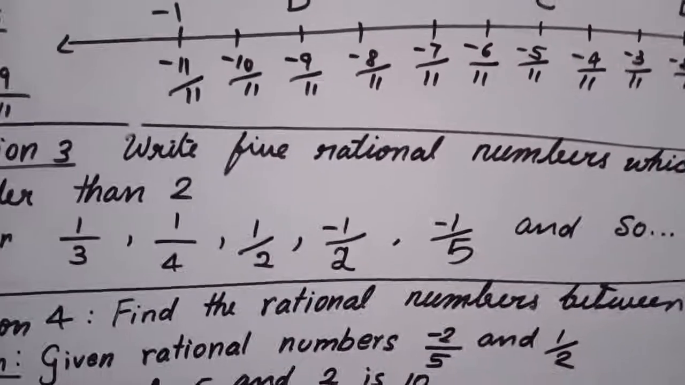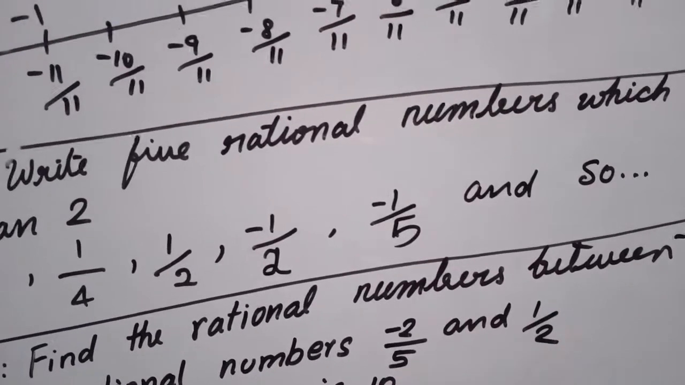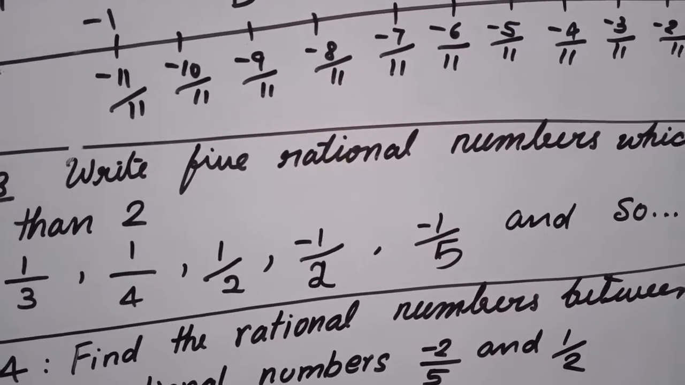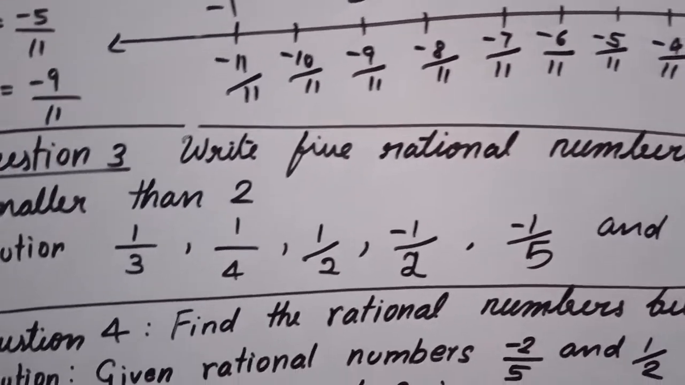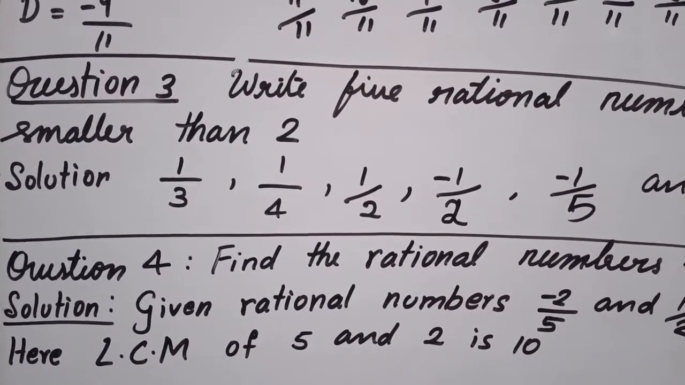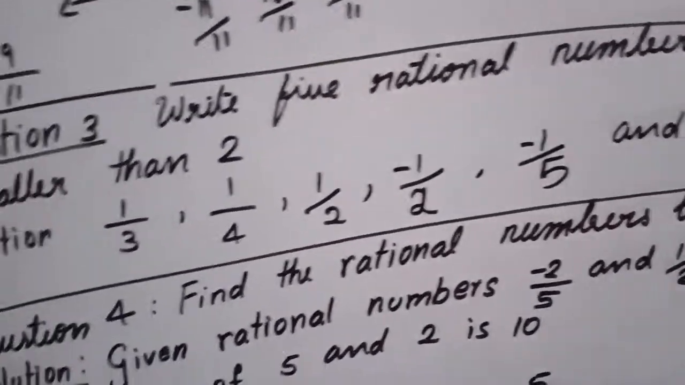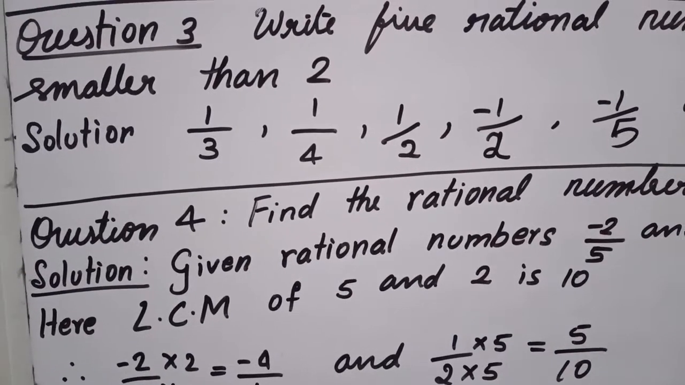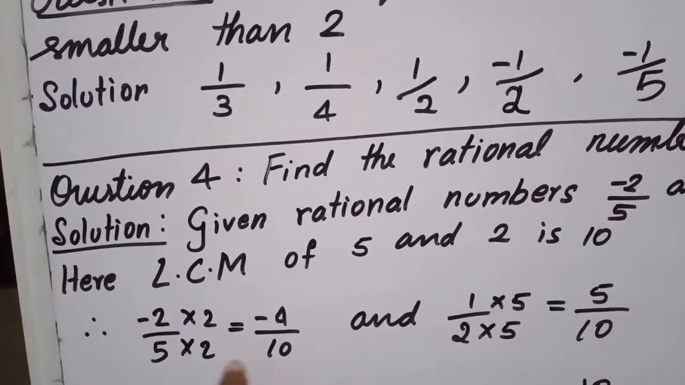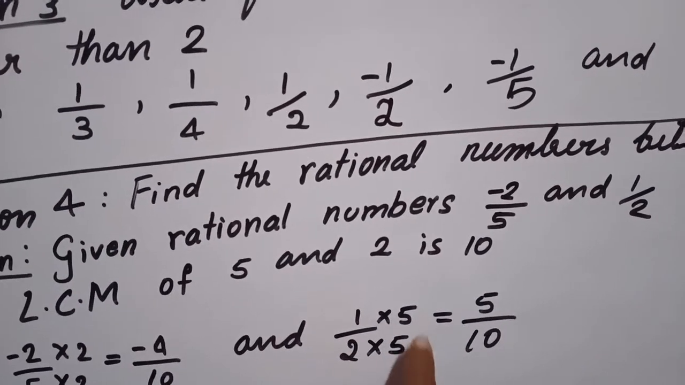Here first we have to observe the numbers, then we have to take the LCM. Why do we have to take the LCM? If the denominators are the same, we can easily find the numbers between. So let us take the LCM of 5 and 2, which is 10. So let us convert these two denominators to 10. How can I convert? Minus 2 into 2, if I multiply, I will get minus 4 by 10. 5 into 2 is 10. For this, I should multiply it by 5.